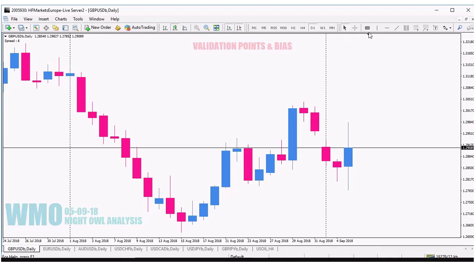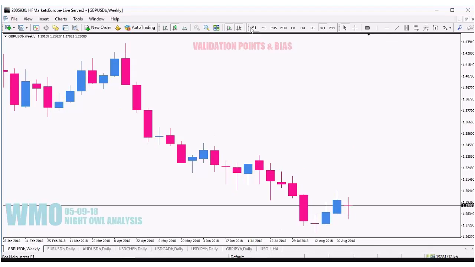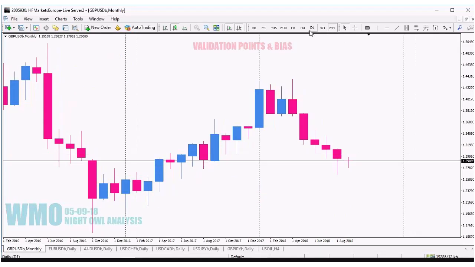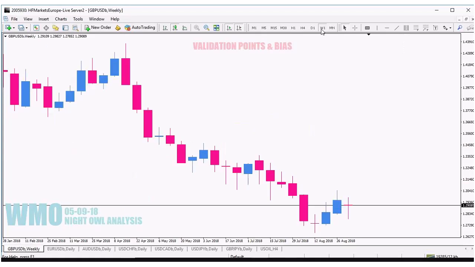So for bias, when I'm looking at bias, I start from the weekly first. I start from the weekly most of the time. If I have time, I can look at the monthly as well, but I prefer the weekly. And what gives me bias is a clean break below or above the high or low of a candle.